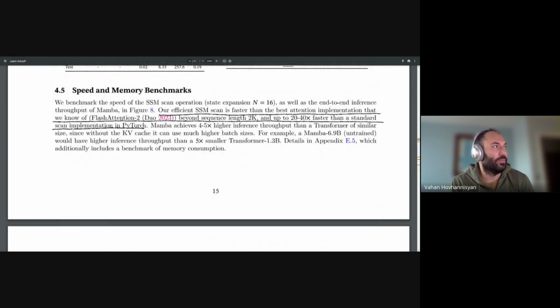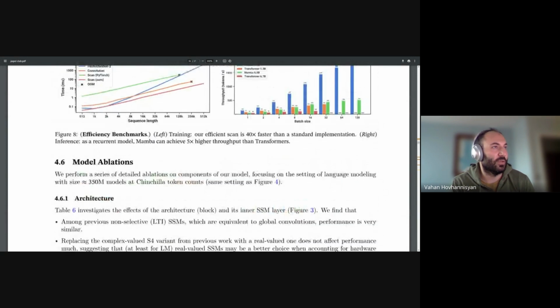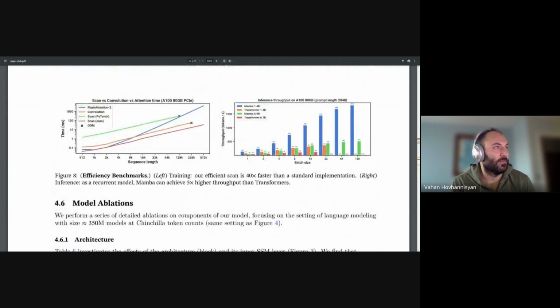Also, they report speed and memory benchmarks. I think we can look at this before finishing. So let's look at throughput on the right side here. Throughput: how many tokens per second can be processed, and then with increasing batch size, right? As you can see, at some point, transformers just don't fit anymore because it's too much memory. So the transformer is a 7B model, and they have a 7B Mamba. I think this may be incorrect. I don't know if they had 7B. They had a 3B. The largest model was 2.7B.